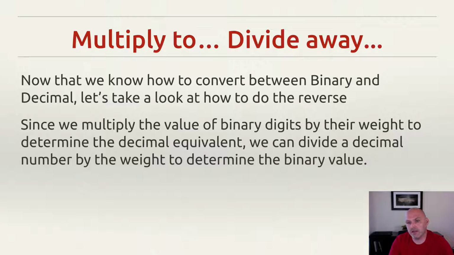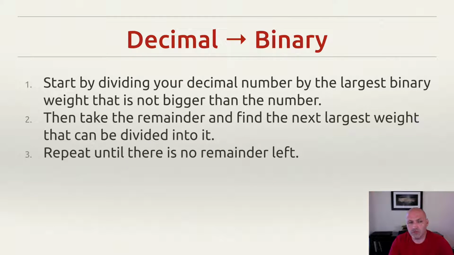So now that we know how to convert from a binary number to a decimal number, let's take a look at how to do the opposite. Since we multiply the value of a binary digit by their weight in order to determine the decimal equivalent, we can actually do the reverse by dividing a decimal number by the weight to determine its binary value. Let's look at the rules a little bit more formally. First, we're going to start by dividing our decimal number by the largest binary weight that is not bigger than the number. Then we're going to take the remainder and find the next largest weight that can be divided into it. And we're going to repeat until there's no remainder left.